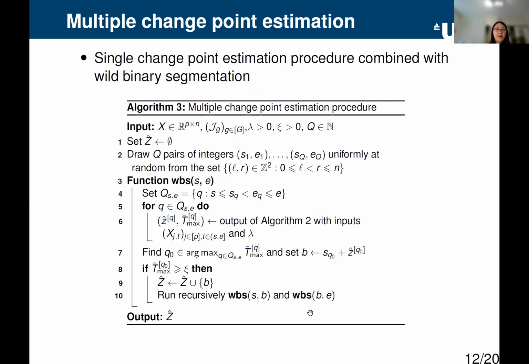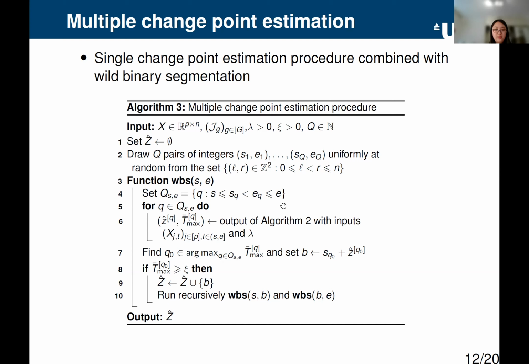And then we combine the single change point estimation procedure with the top-down method called wild binary segmentation to locate multiple change points. So again, we input to the algorithm the data matrix X, a grouping G, a tuning parameter lambda, a threshold, and a threshold QC. So we initially draw a number of intervals from this set.